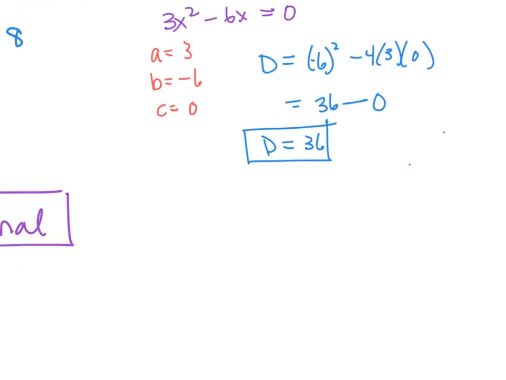All right, so what do we know when a discriminant is equal to 36? Our discriminant is greater than 0. It's a positive number. So that means that our roots are real numbers. They also are not equal to each other. There will be two different numbers. And then look to see, is 36 a perfect square number? And if it is, that means that the roots are rational.